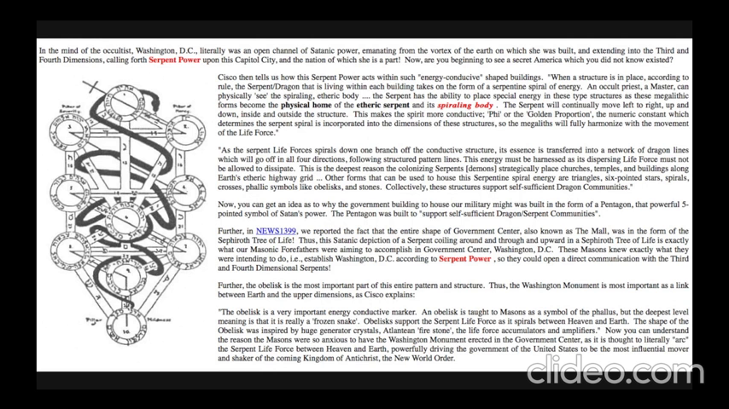Further, in News 1399, we reported the fact that the entire shape of Government Center, also known as the Mall, was in the form of the Sephiroth tree of life. Thus, this satanic depiction of a serpent crawling around and through and upward in a Sephiroth tree of life is exactly what our Masonic forefathers were aiming to accomplish in Government Center, Washington, D.C. These Masons knew exactly what they were intending to do: establish Washington, D.C.